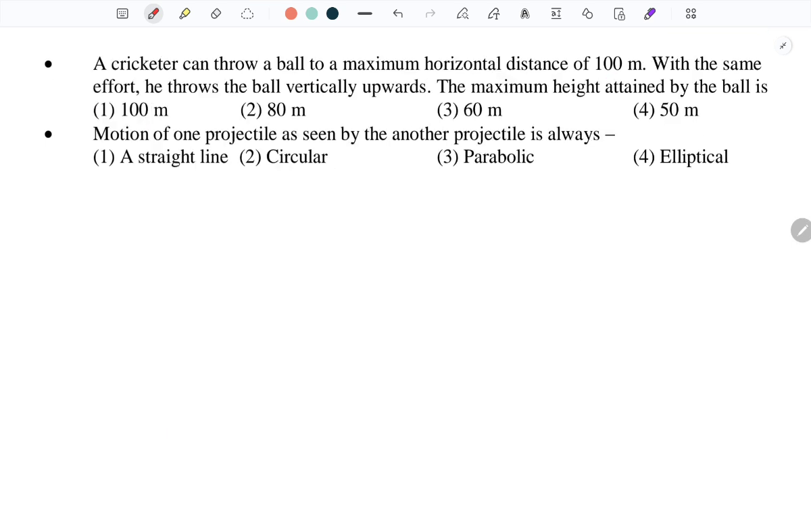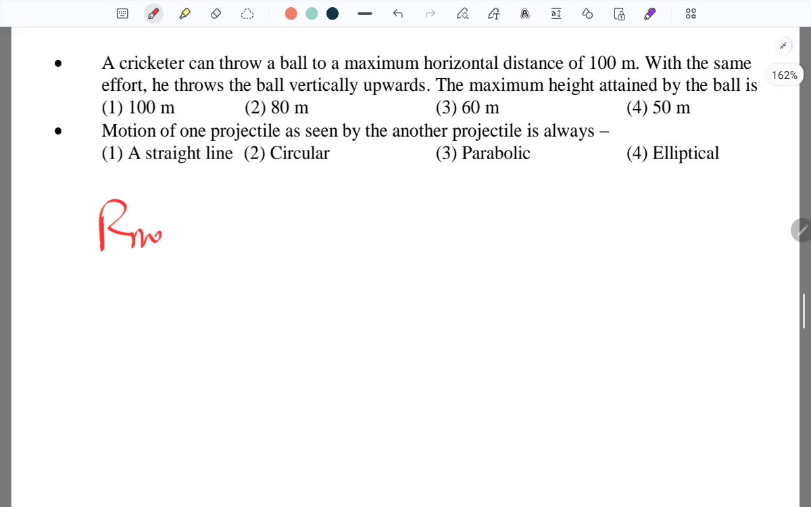Alright, let us do the next two questions which we are trying to understand. A cricketer can throw a ball to a maximum horizontal distance of 100 meters. With the same effort, he throws the ball vertically upwards. The maximum height attained by the ball is? This is a question of maximum range and maximum height. What is the maximum range?